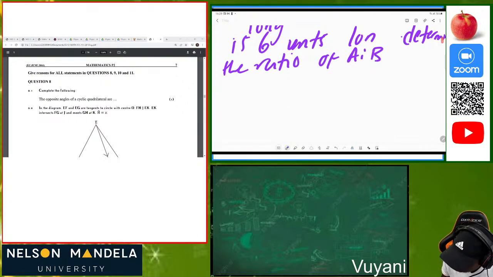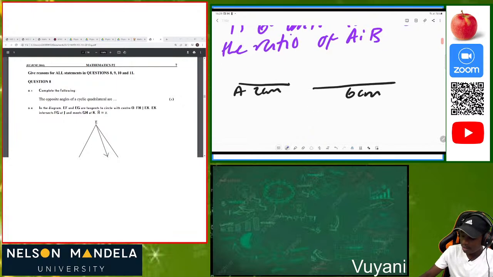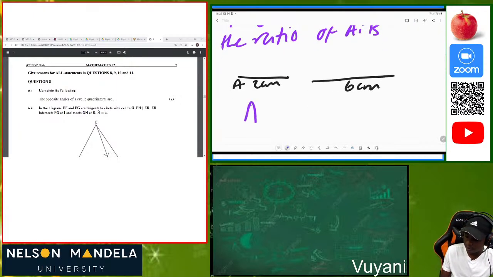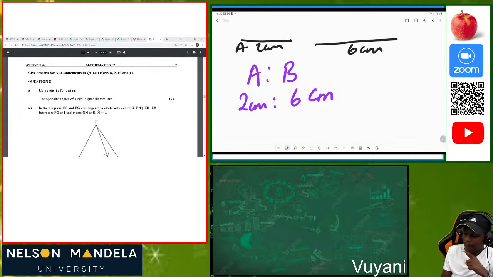Let me just draw something. This is our line A, which is 2 centimeters. This is our line B, which is 6 centimeters. My question is: determine the ratio of these two lines, A is to B. The ratio of A is to B is the same as 2 centimeters is to 6 centimeters. Do you see something? We said ratio is to compare two measurements of the same kind. Both are numbers, 2 and 6. They are of the same kind and they have the same units, both in centimeters.